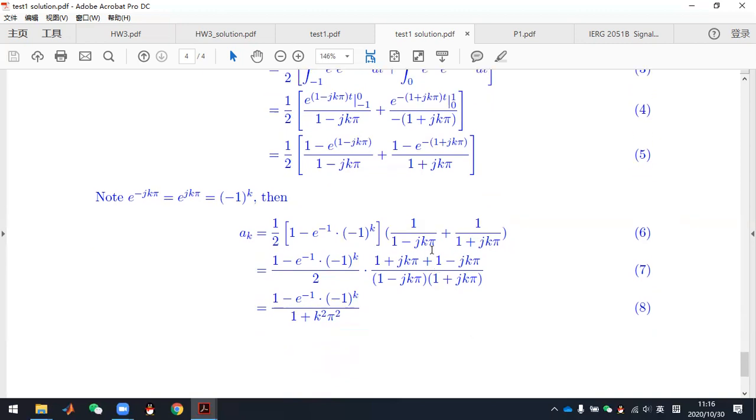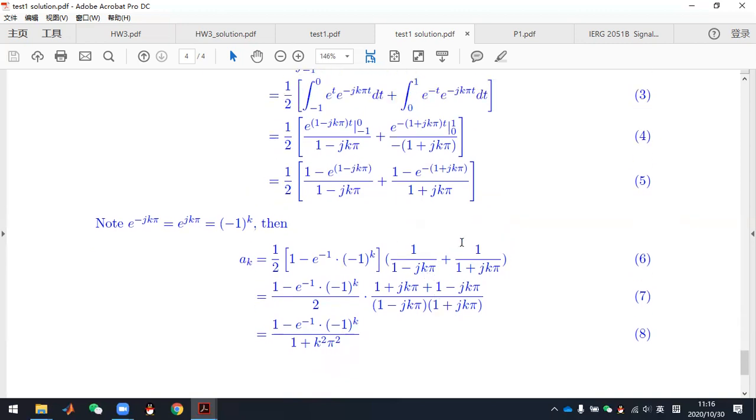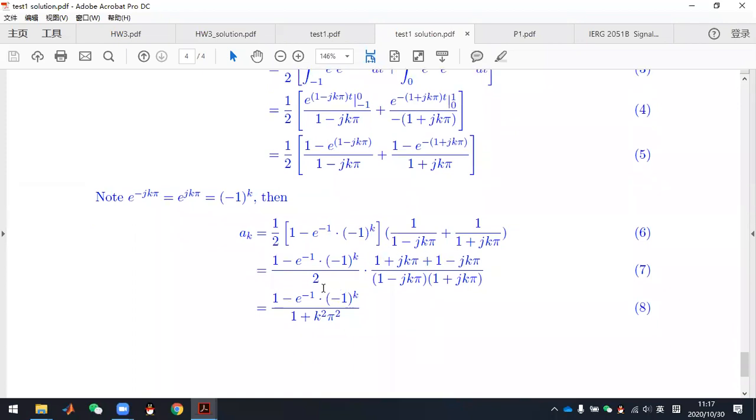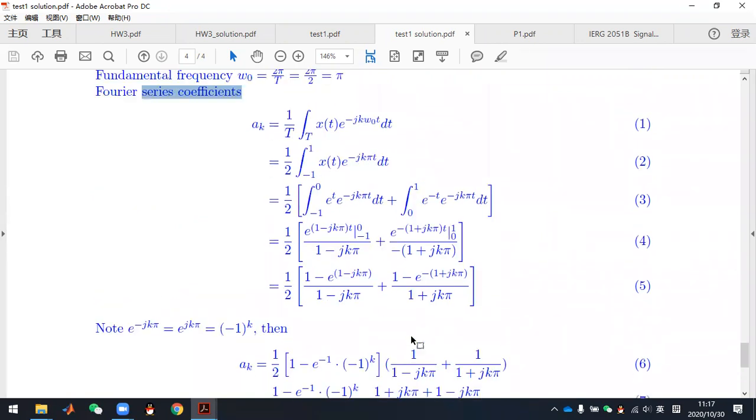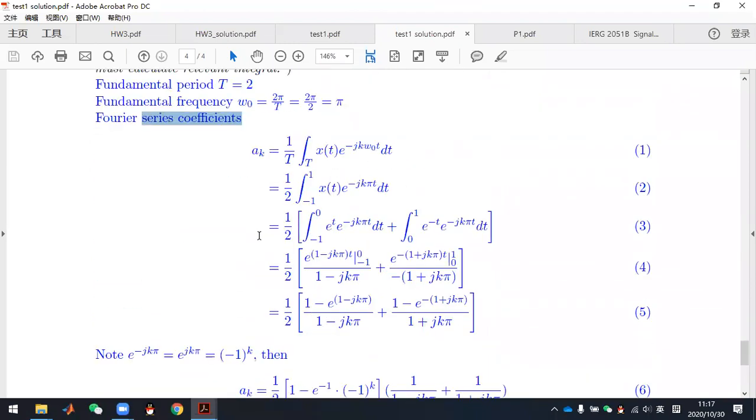And then we can further simplify the two terms. We can multiply 1 plus jk pi on both the denominator and the numerator of the first term. And then we multiply 1 minus jk pi on both the denominator and the numerator of the second term. So then we can get a more beautiful result this way. And this is all I want to talk about today.